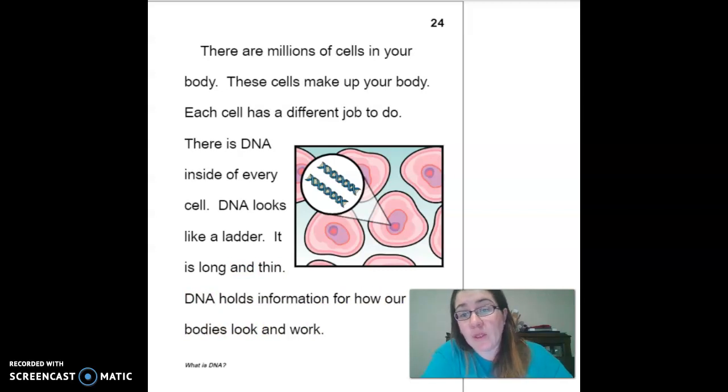Okay, so that's back from the unit book. DNA is in every cell that we have in our bodies. And it does look like a ladder, but it's curvy.